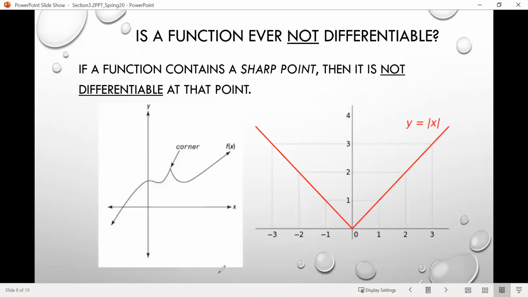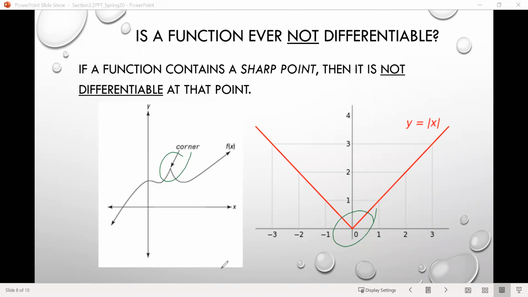All right, another point when the derivative does not exist is if there's a sharp point in the graph of the function. For example, on the left here, we see this sharp point. So that's a place where it's not differentiable. And on this absolute value function, you notice down here, we have that corner piece. That's another place where the function is not differentiable. Can you imagine why the function may not be differentiable at points like that?